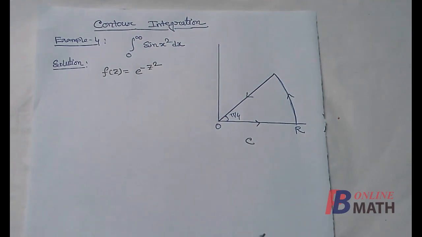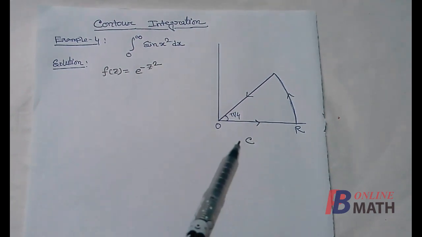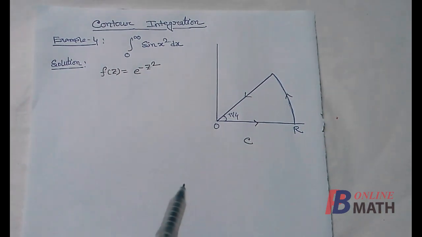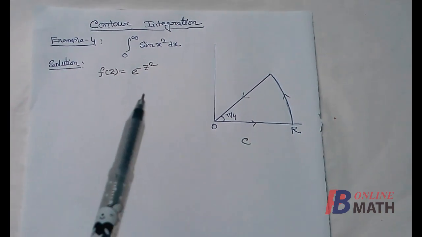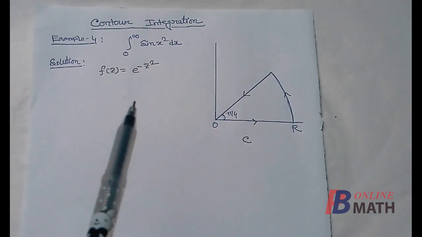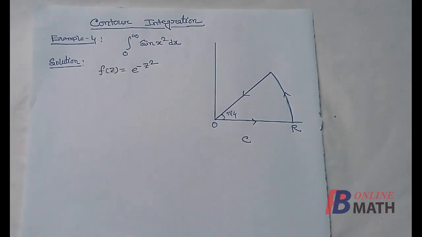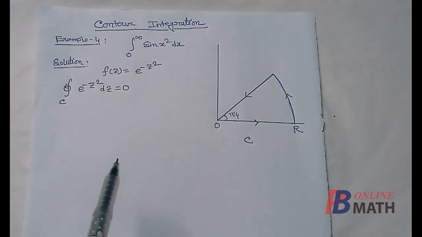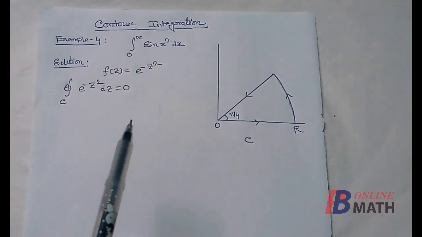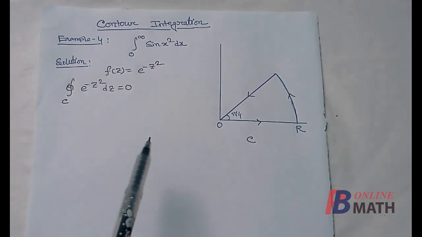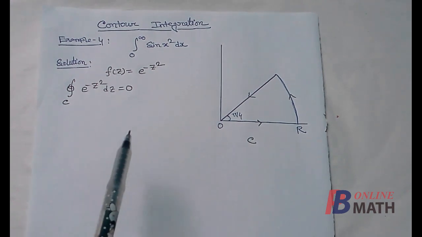So we shall use this contour, and the orientation of the contour has been taken as anti-clockwise, that is the positive direction. Now we find that the integrand, the function e to the power minus z square, is analytic within and on this contour C. So by Cauchy's fundamental theorem, we find that integration of this function around this contour is 0.